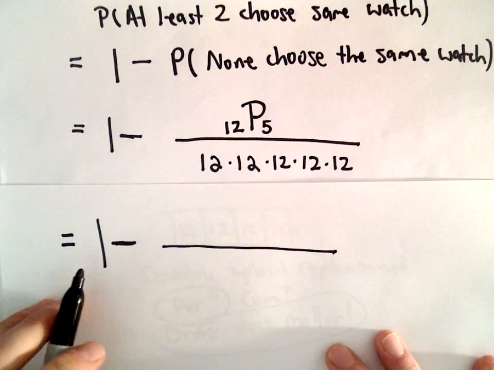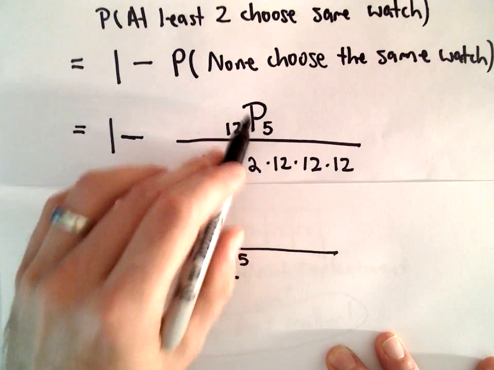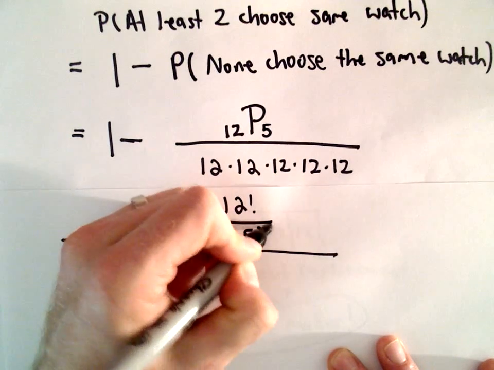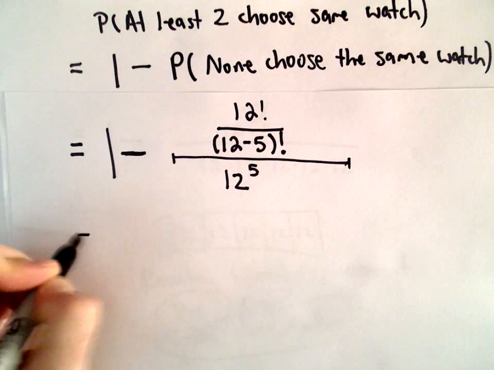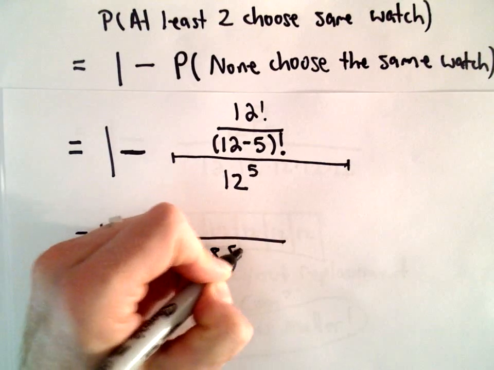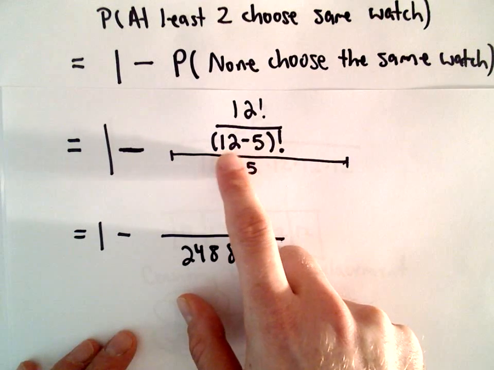All right, let's go ahead and compute this now. We've got 12 to the 5th in the denominator. Our 12 P5 will be 12 factorial divided by 12 minus 5 factorial. I always put little wings on my fraction, just something that I do. So let's start simplifying. We can calculate 12 to the 5th power in the denominator. I am getting 12 to the 5th power to be 248,832.